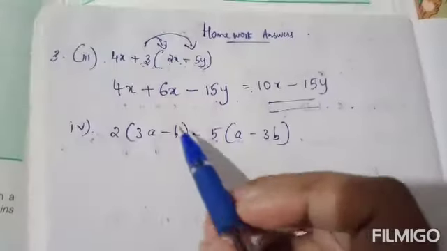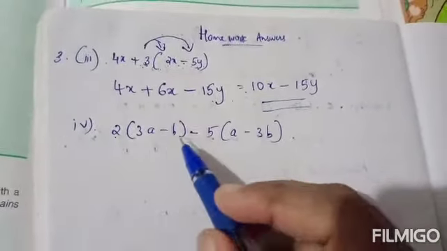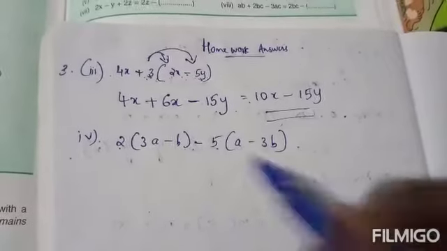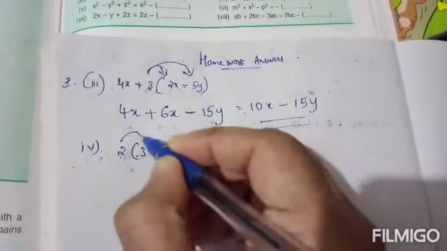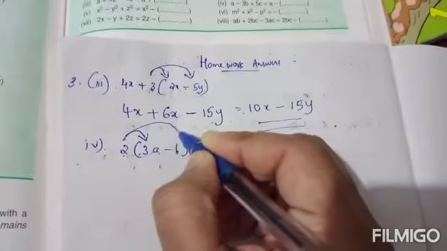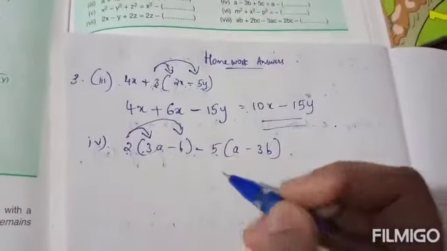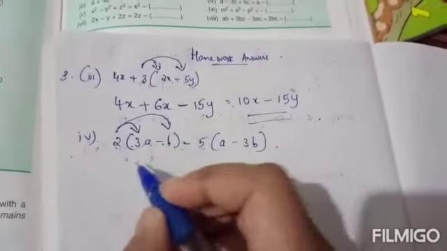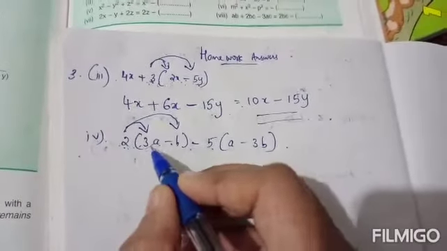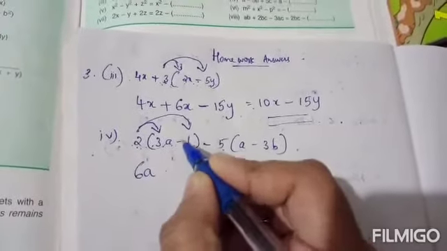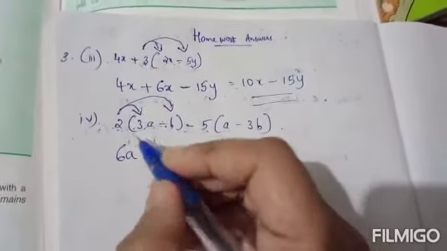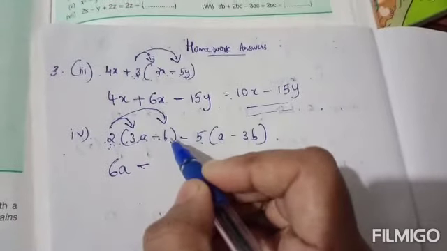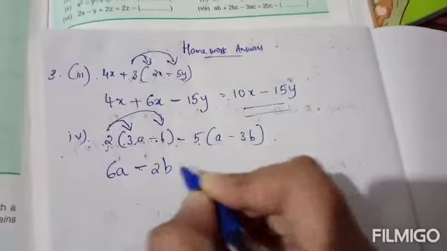Okay. Fourth question: 2 into 3a minus b, minus 5 into a minus 3b. So, in order to open the first bracket, you have to multiply 2 with the terms. So, 2 into 3a, then 2 into b. Okay, here the sign is minus, so you need to put minus sign between that. So, 2 into 3a, it is 6a. Then minus, here minus sign, that's why you have to write minus sign. Then 2 into b, that is 2b.